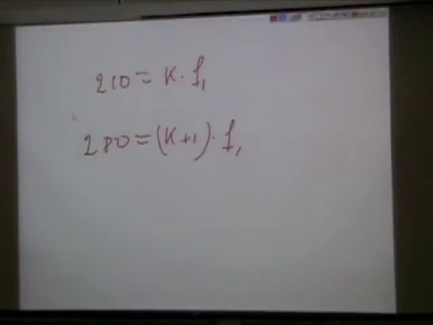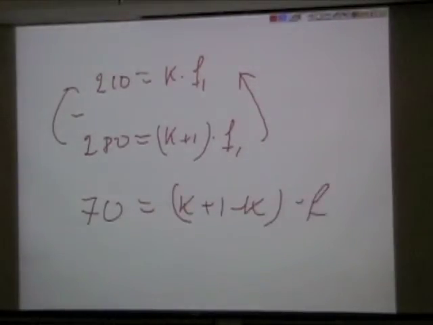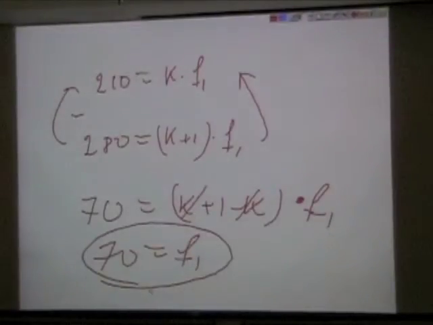So you just have to subtract. Well, easier subtracting in this direction. That gives you 70 equals k plus 1 minus k times the fundamental. K cancels, equals fundamental. So the fundamental frequency equals 70 hertz. Any question?